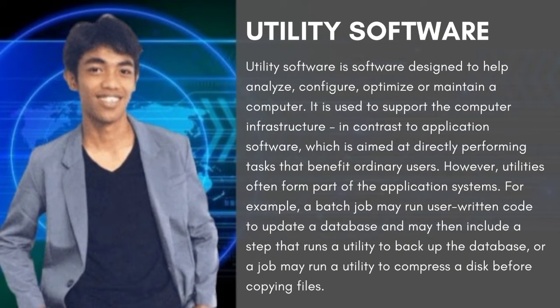Utility software. Utility software is software designed to help analyze, configure, optimize, and maintain a computer. It is used to support the computer infrastructure, in contrast to application software, which is aimed at directly performing tasks that benefit ordinary users. However, utilities often form part of the application system. For example, a batch job may run user-written code to update a database and may then include a step that runs a utility to back up the database. Or a job may run a utility to compress a disk before copying a file.